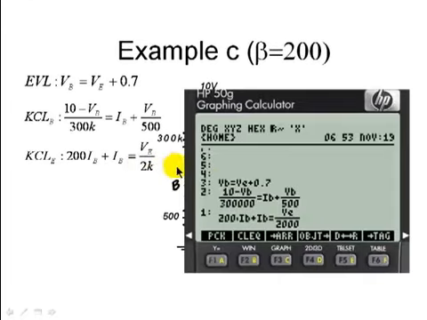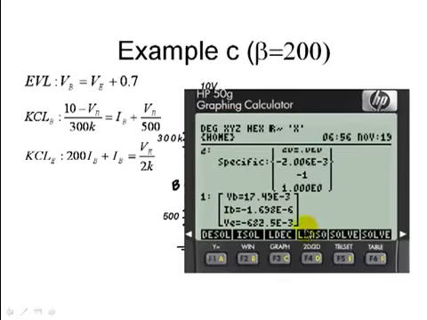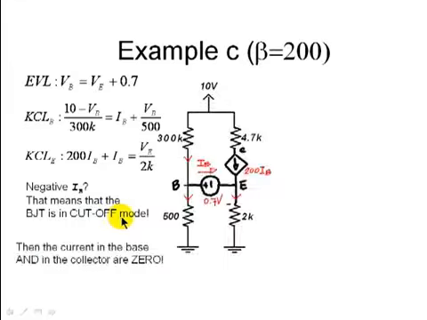We enter those three equations in the calculator, ask for those three unknowns, VB, VE, and IB, and we solve for those values and we concentrate on one value we need, the base current. The base current turns out to be a negative number. That is all we care about right now. We say negative IB, that's impossible. That means only one thing, the BJT is in cutoff mode.